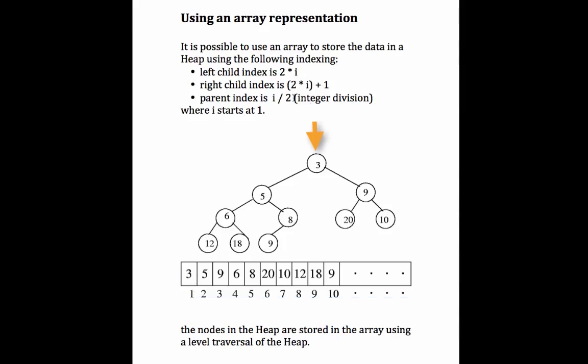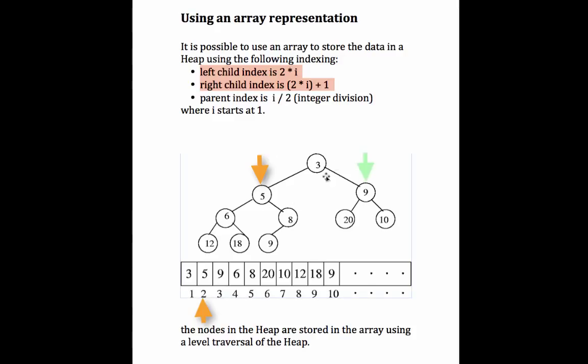Once you have that, you're going to use these two formulas to decide where the left and the right child of that node should go in the array. So 5 is a left child. Here it says use this formula, 2 times I. So 3, which is the smallest value of the root, is at index 1. So I has value 1. So 2 times 1 is 2. So the left child, 5, goes in index 2.